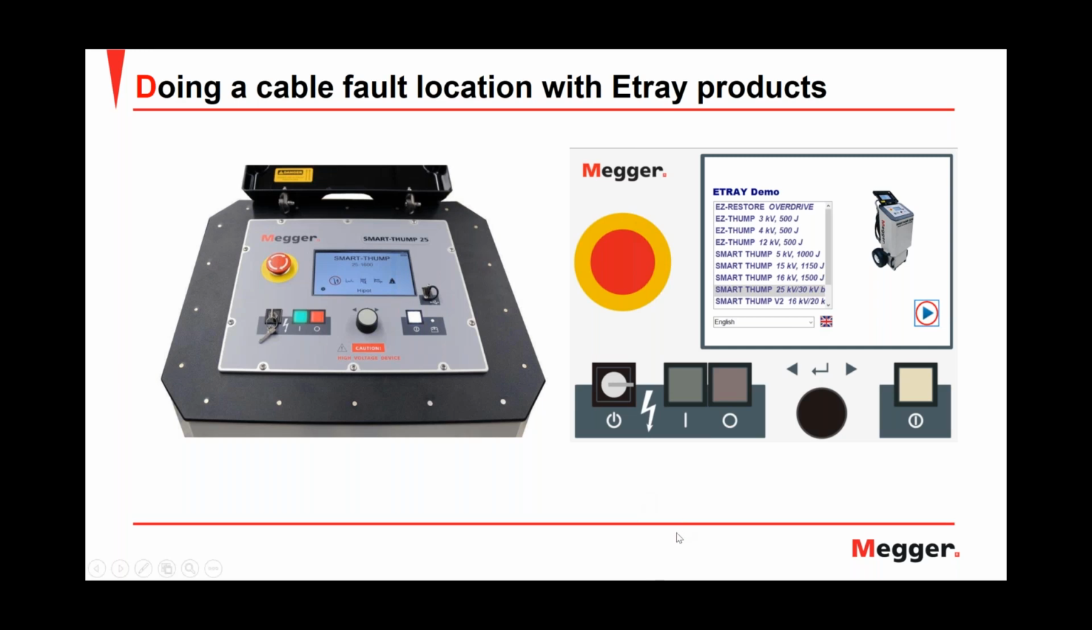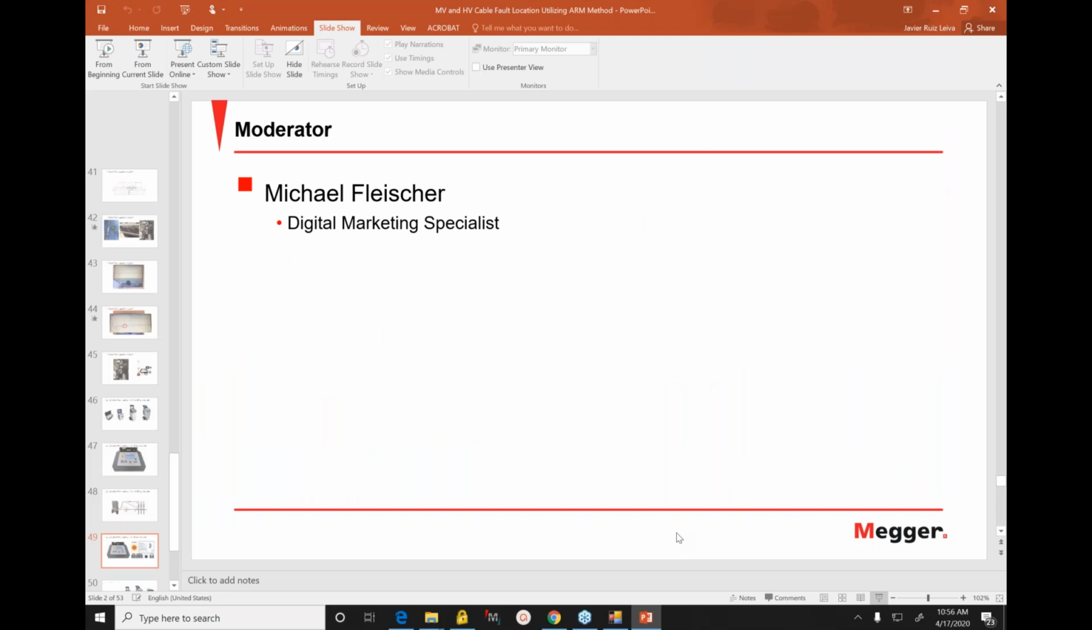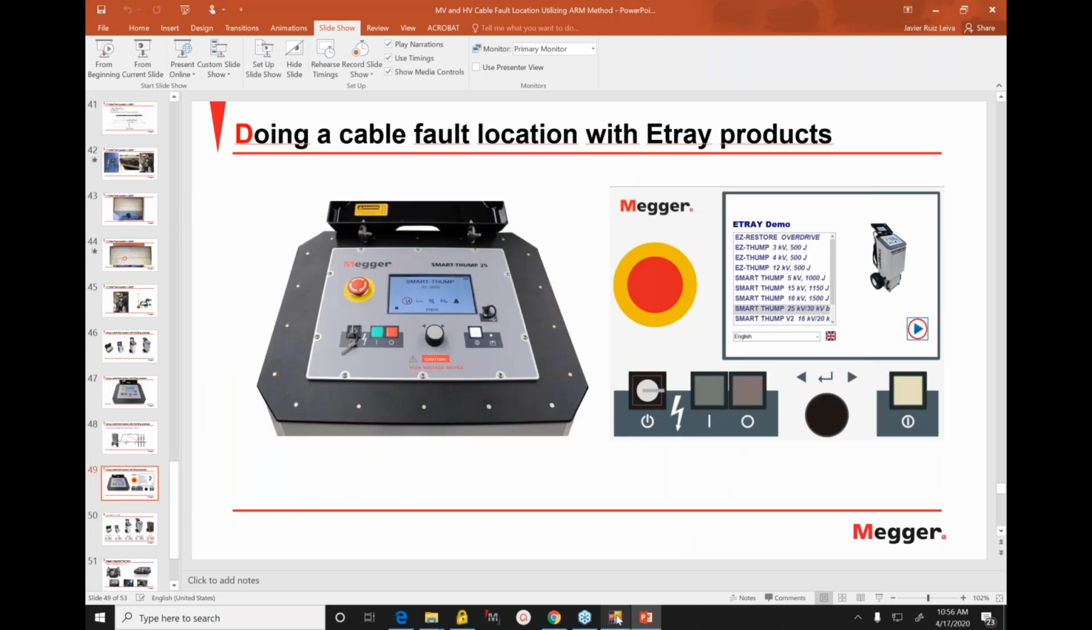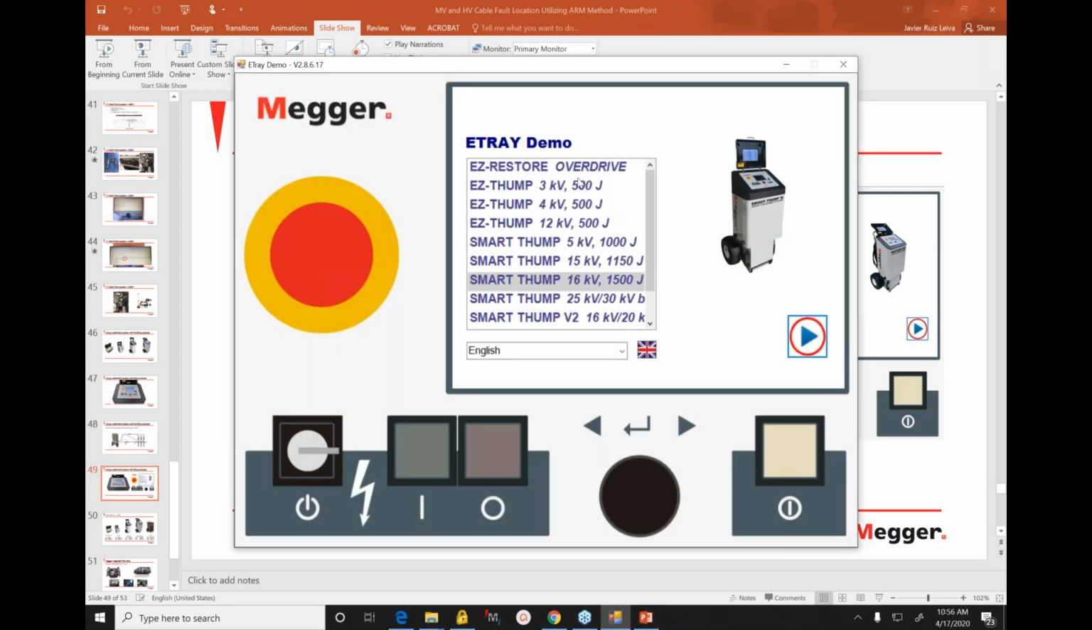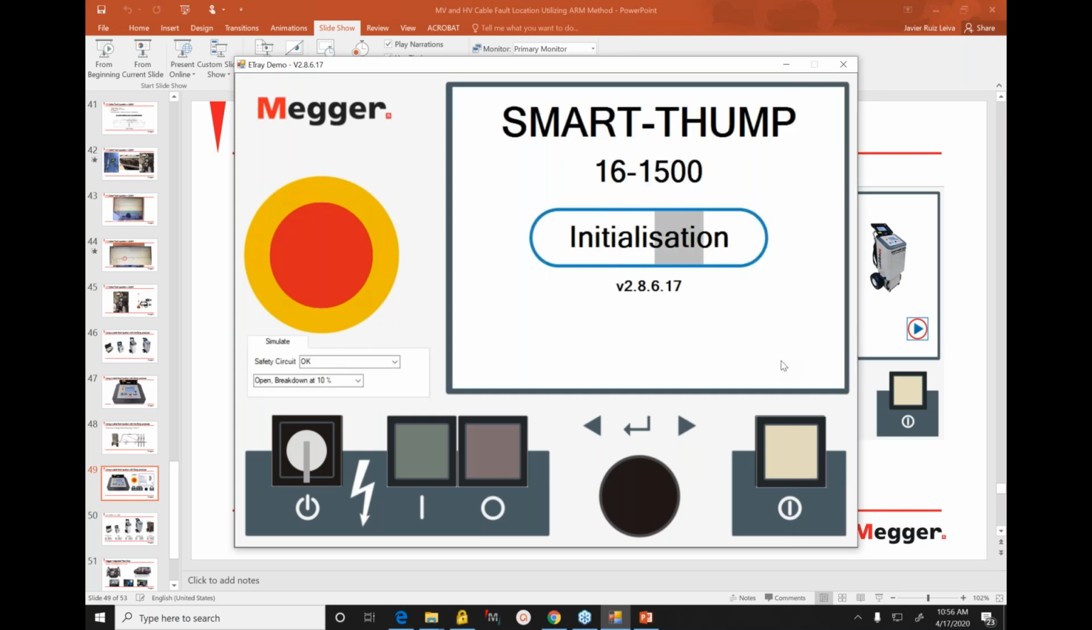So I need to go out of my presentation to go in the mode of the software, and here I can select any of the E-Z products we have in Valley Forge. In this case, I will use the SmartTest 60 kV. So I will start my simulation, and this is pretty much the same I will see when I am using the SmartTest 60 kV.